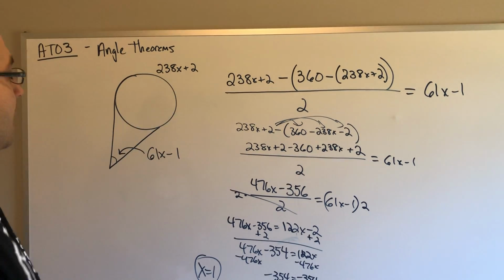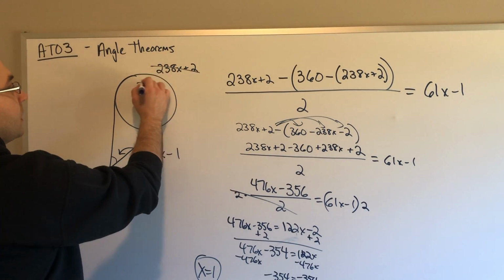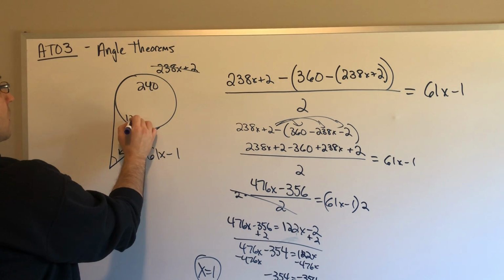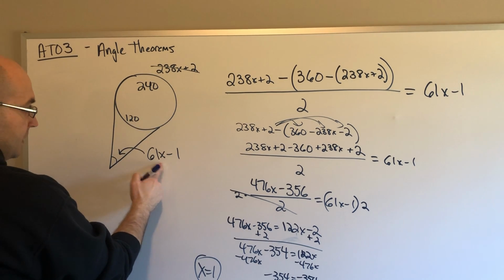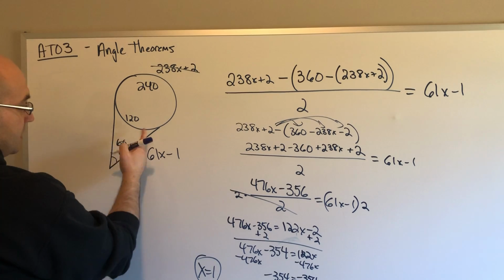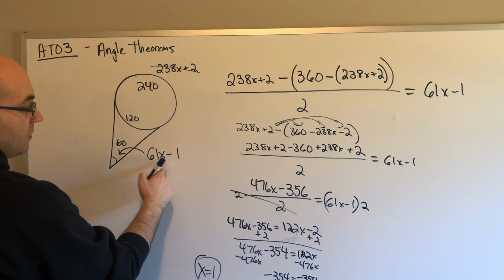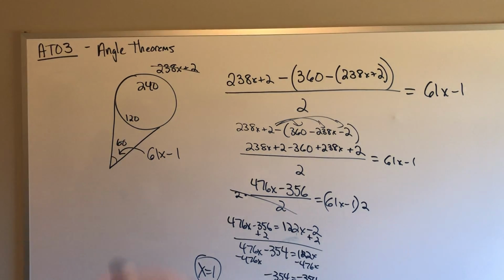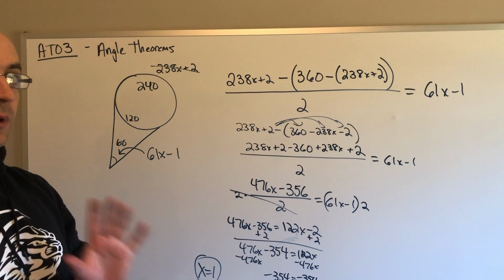That means that the major arc is 240. The minor arc is 120. And this value has got to be 60 because it's half of that, right? So 61 times 1 is 61, minus 1 is 60. Okay, the only idea here that I wanted to make sure that I put on paper, on the board, and obviously on eClass was when you're missing a piece of information.